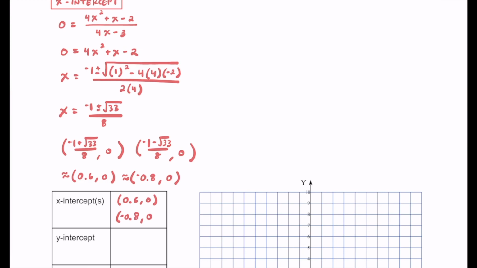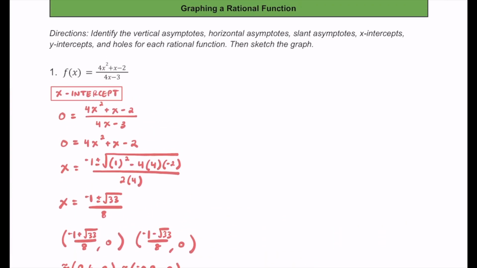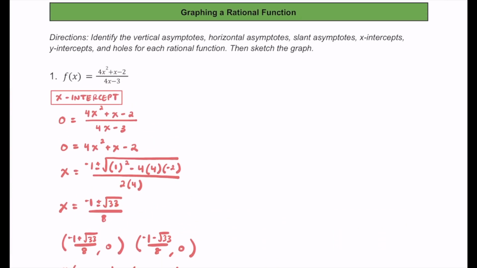Now that we have our x-intercepts, let's see if we can find our y-intercept. When we're looking for a y-intercept, that's when x is equal to 0. So let's take our function and plug in 0 for x to see what y is going to be. So let's take f of 0. That's going to be 4 times 0 squared plus 0, plugging in 0 in both locations in the numerator, and this whole thing's going to be on top of what?